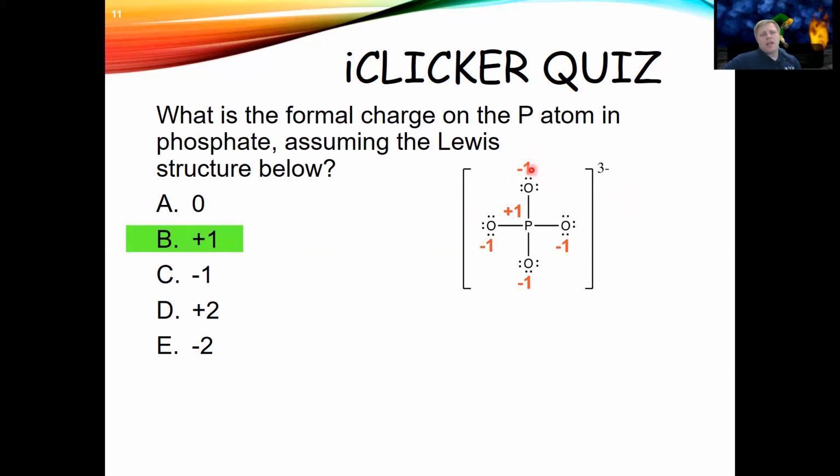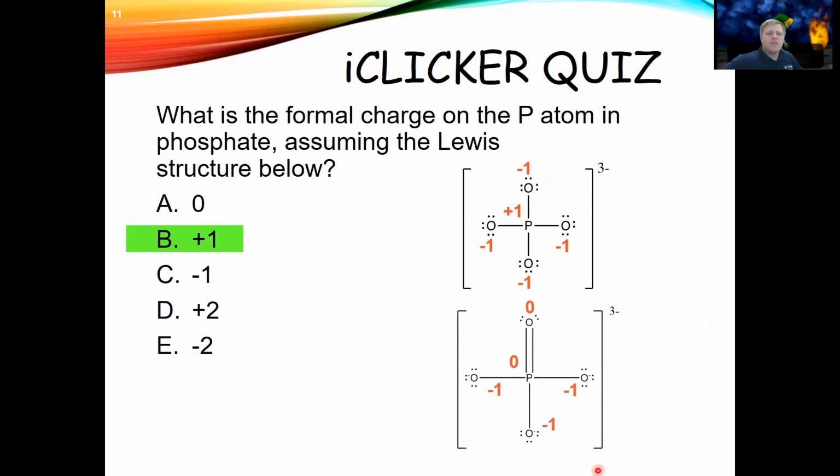Now this structure, though, actually is not the best because we have a distribution of charge where we don't have to have it. So the more common structure for the phosphate ion, the much more common way of drawing it, is like this, where one of the oxygens has a double bond to phosphorus down here. And then we have only 3 negative charges and 2 atoms with 0 charge on it. And then, of course, we're going to get this double bond actually delocalized over all 4 of these PO bonds.